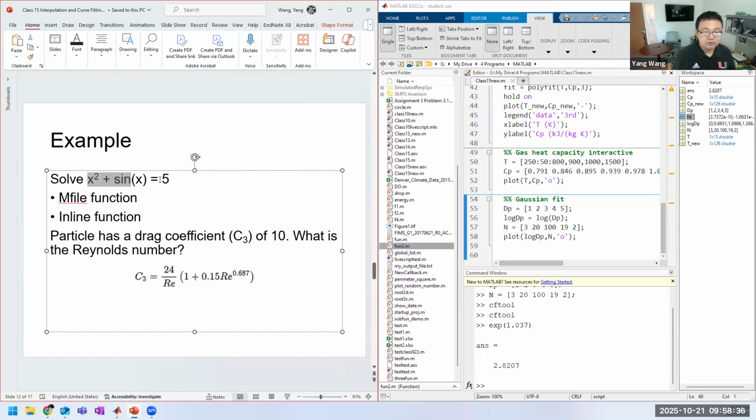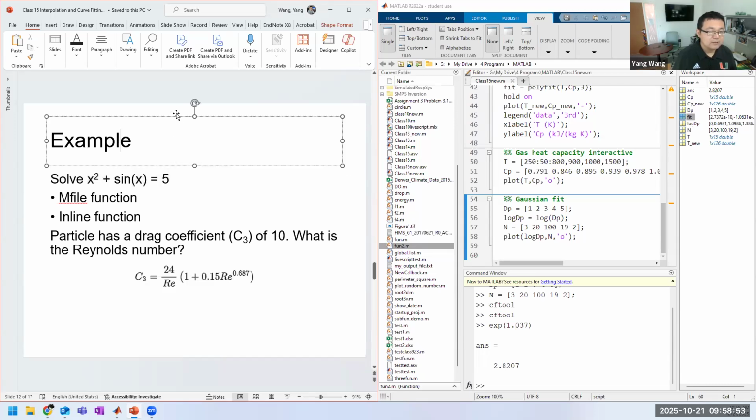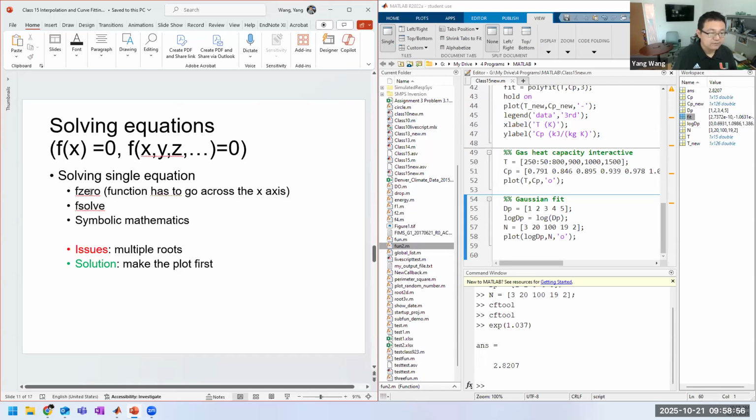So we know that x squared equals 5, then x is just square root of 5. And then now you have a sine x. So we cannot really solve this equation by hand, right? It's going to be very difficult. There's no way it has an analytical solution. Okay, so now let's go through these 3 different methods, f0, fsolve, and symbolic mathematics.